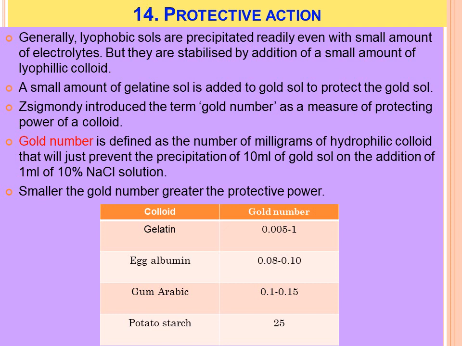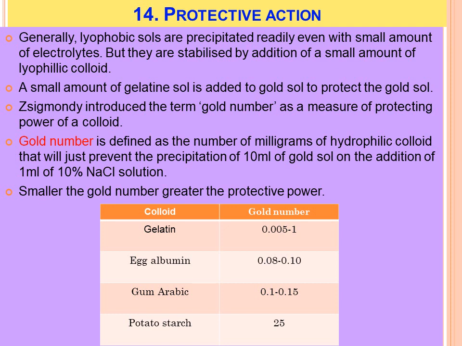What must we do? We should add a protective reagent, which makes the colloidal particles disperse throughout the medium, and it accounts for the stability of those lyophobic colloids. Example, a small amount of gelatin is added to gold sol to protect the gold sol. Zsigmondy introduced the term gold number.